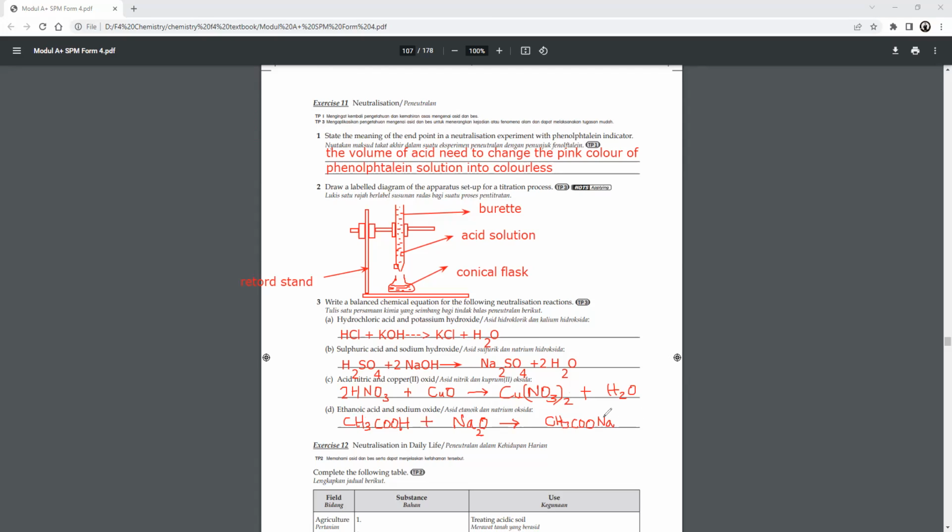CH3COONa plus... You cannot write the Na at the front. For normal metals, you have to write the Na at the front. But for ethanoic acid, the carboxylic acid group, you need to write your Na at the back. I told you before. Plus H2O. Numbers.